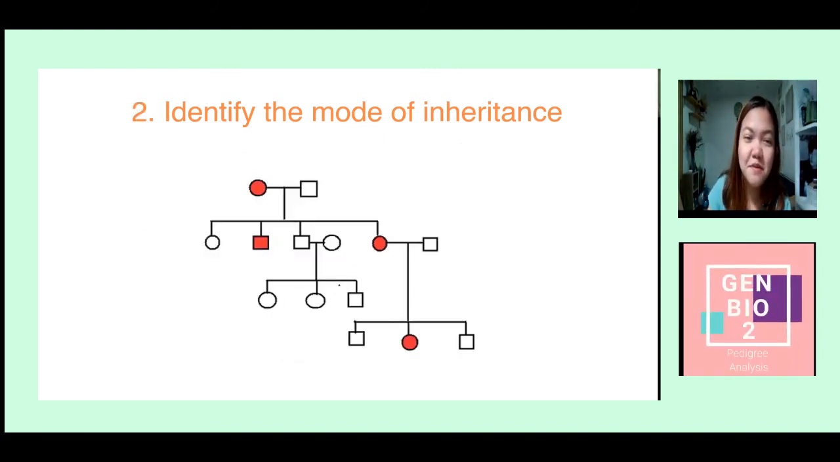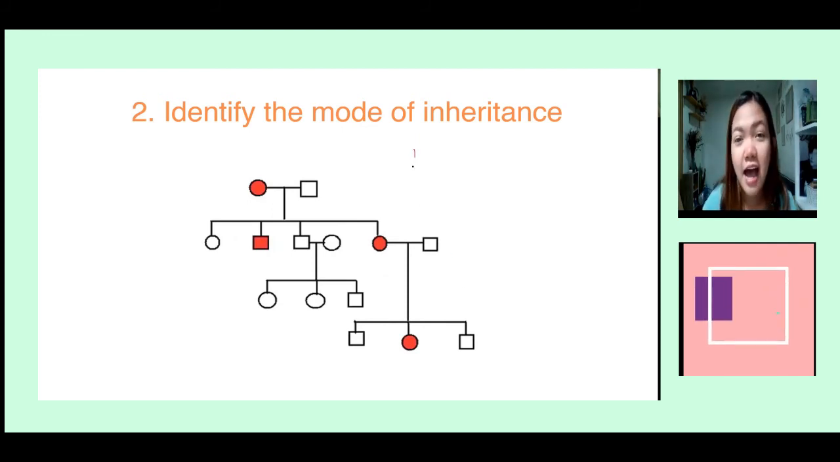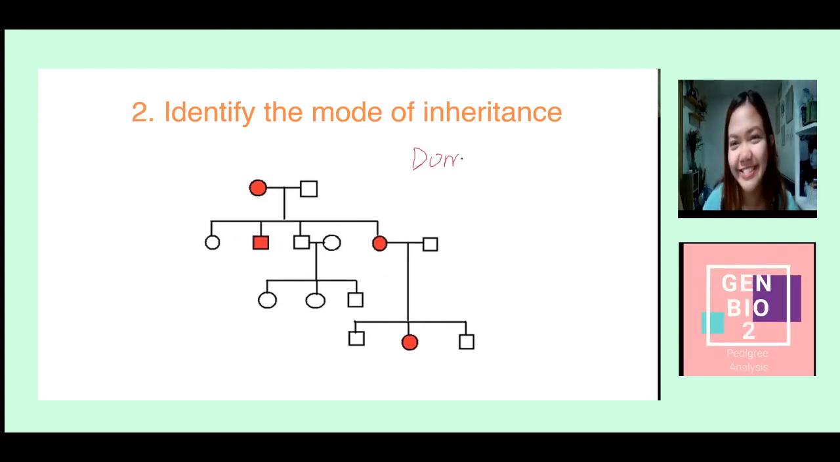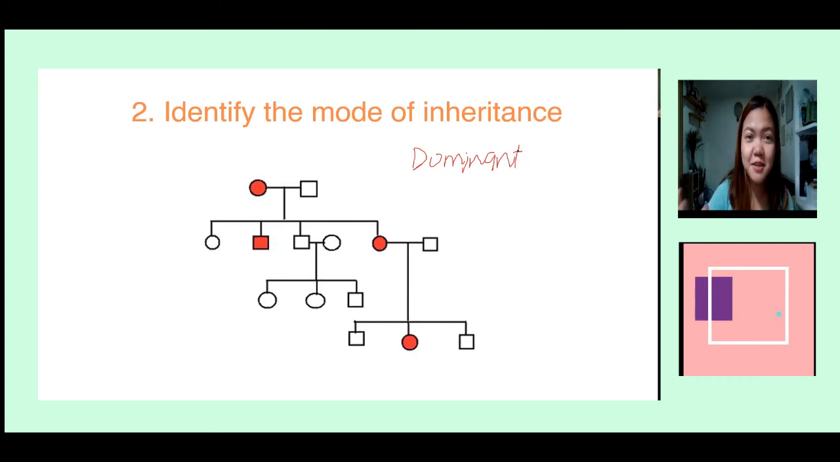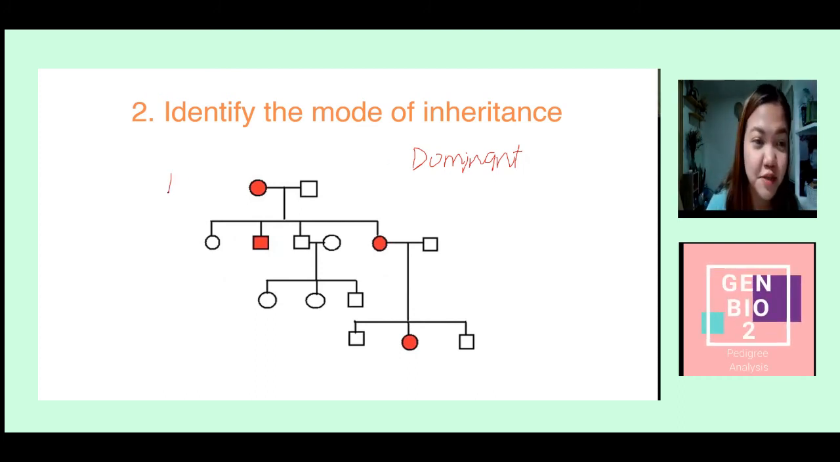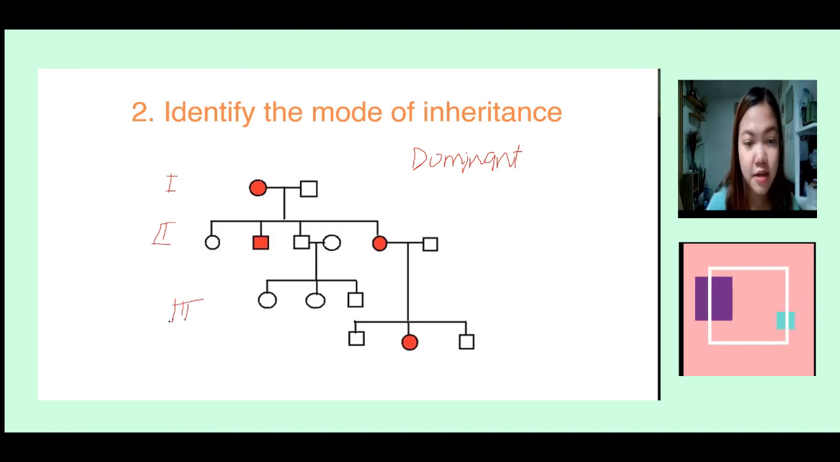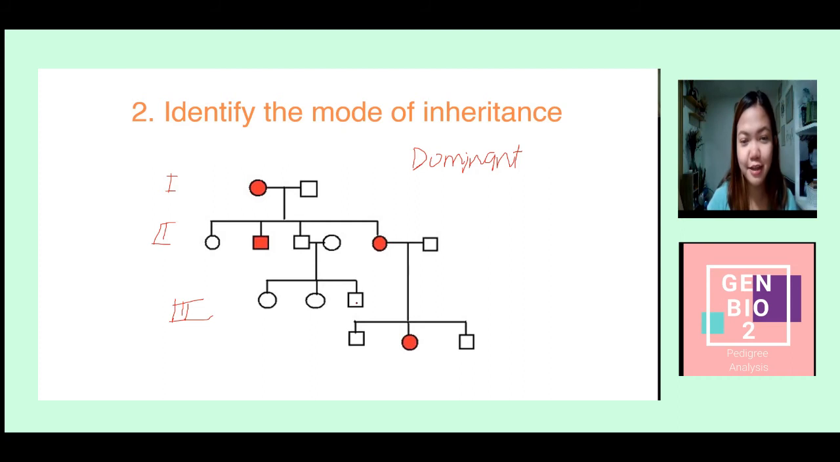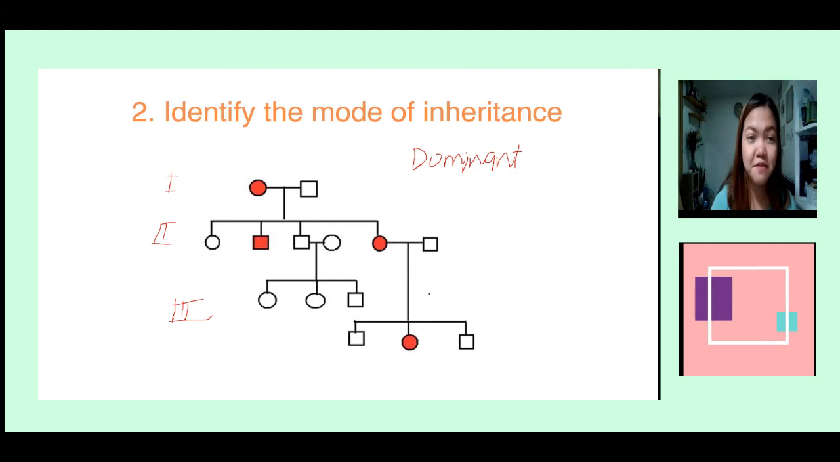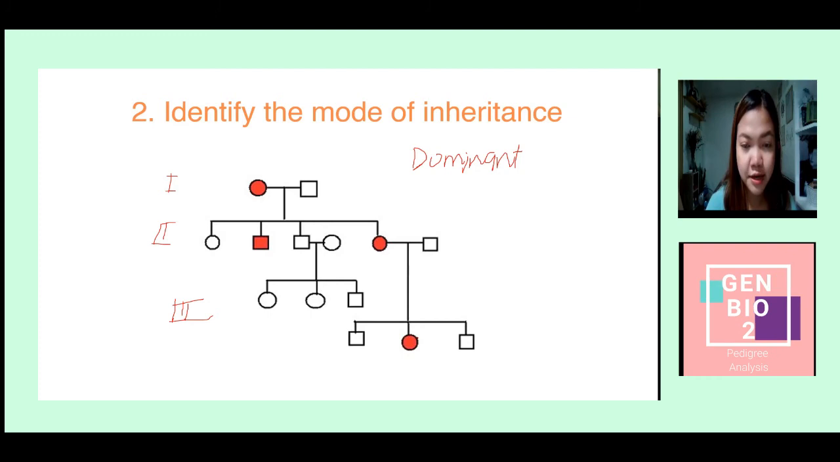Next is, the pattern of inheritance for this one is dominant. Why is it dominant? Because it is not skipping generations: second generation, third generation. Na-extend lang yung line na yun. Anyway, we just have 3 generations there. So, let's try to identify the genotypes again. Since dominant itong trait na to, start tayo dito sa unaffected. So, they have that recessive trait.